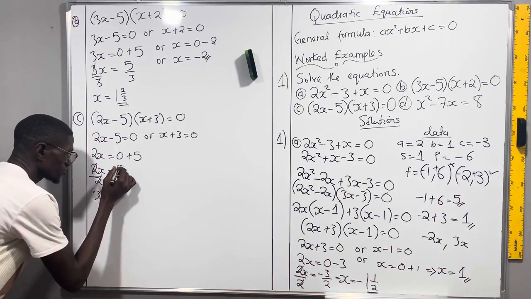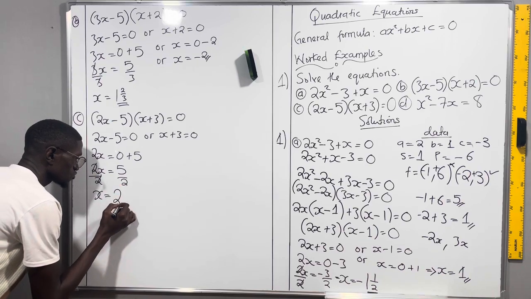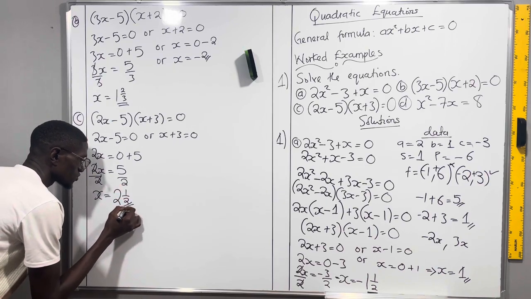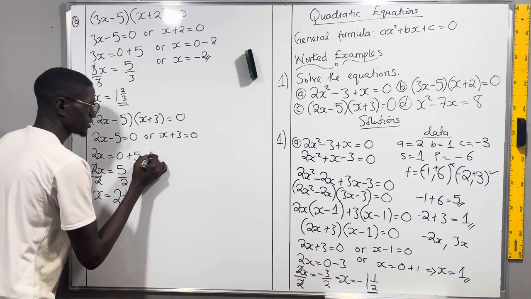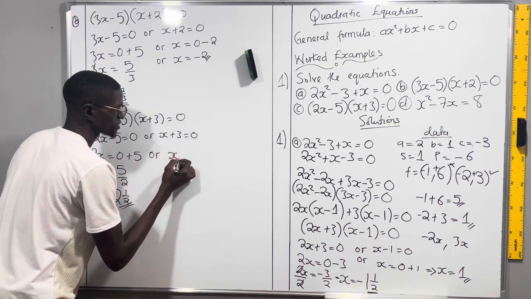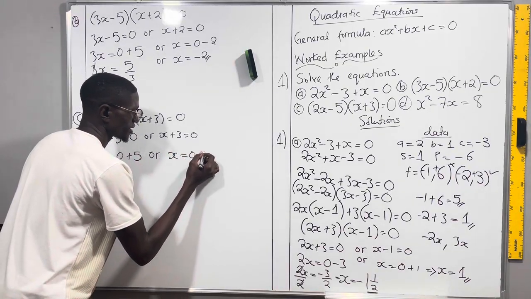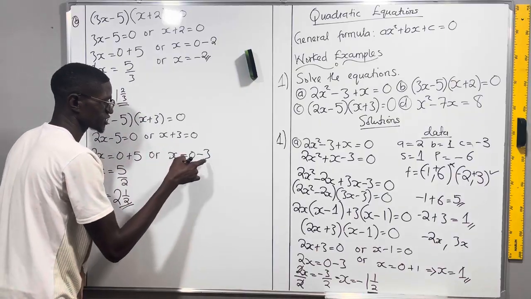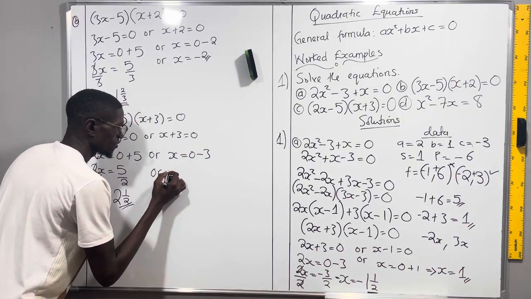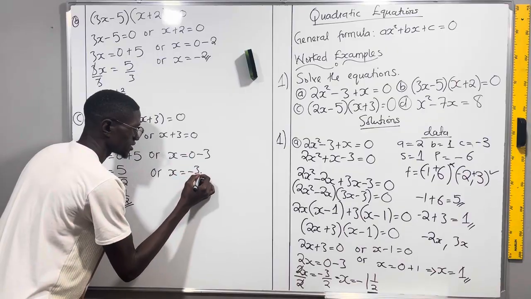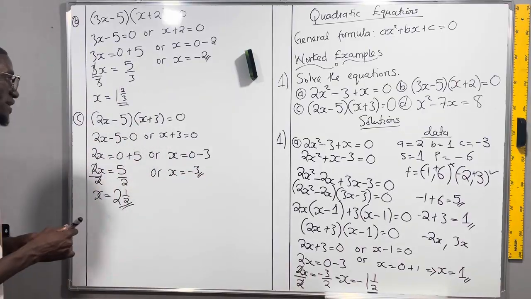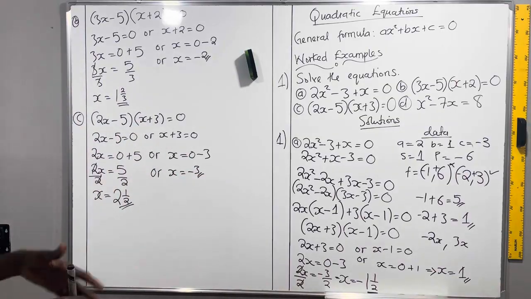x is going to be equal to 5 divided by 2 gives us a 2, remainder 1 over 2, and you are done. Here we're going to say x is equal to 0 minus 3. When this positive 3 crosses, it becomes a negative. Or x is equal to negative 3, and you are done. Alright, so that is how you solve those questions.